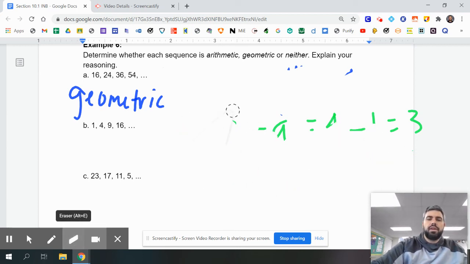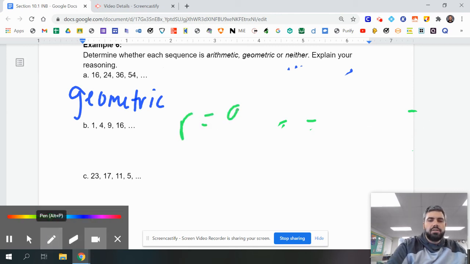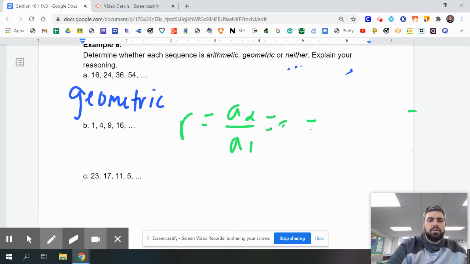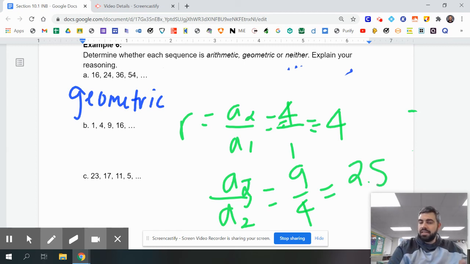So let's try geometric then, and that's dividing, right? And so my common ratio then would be A2 over A1. And so that would be 4 over 1, which is 4. The next one, A3 over A2 would be 9 over 4, which is actually 2.25. So again, that doesn't go up by the same thing. That doesn't have a common ratio either. So if it doesn't have a common difference and it doesn't have a common ratio, then this is neither.